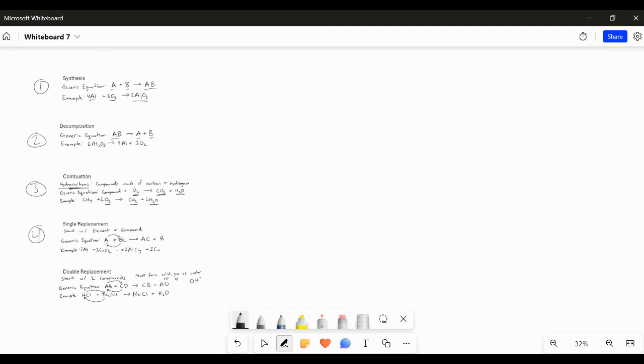Single replacement, you have to start with an element and a compound. So be looking for that. The element switches places with one of the elements in the compound. So you end up with a new element and a new compound. Double replacement, you have to start with two compounds. The cations, the ones listed first, switch places with each other to form two new compounds. And they must form either a solid, a gas, or water.